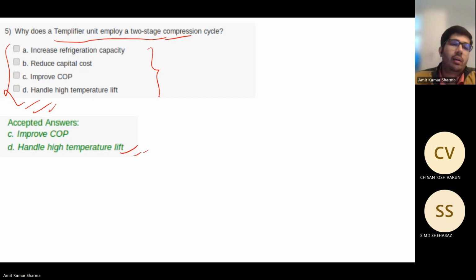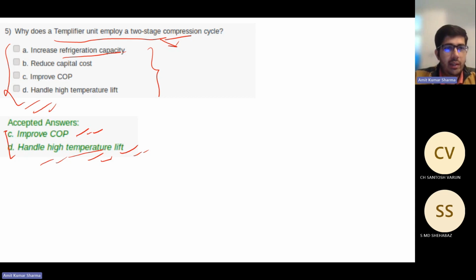Basically, for a high temperature lift, we are using two-stage compression, not to increase the refrigeration effect or capacity. We are just doing it for high temperature lift, and we are employing two compressors. Then the COP will improve and it can handle high temperature lift. That is the main objective of a templifier. So options C and D are correct. Option B is incorrect. Option A is also incorrect.